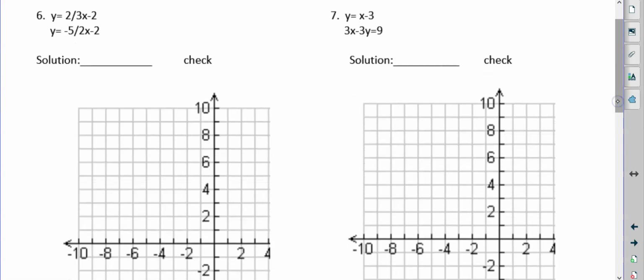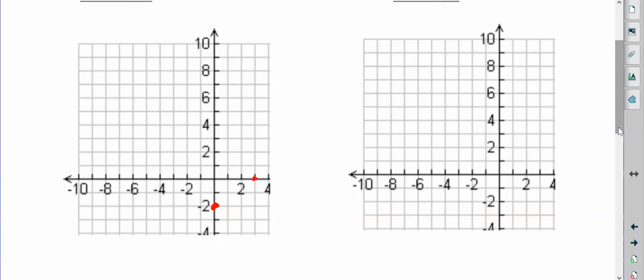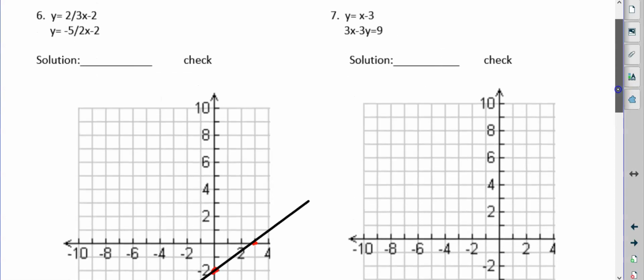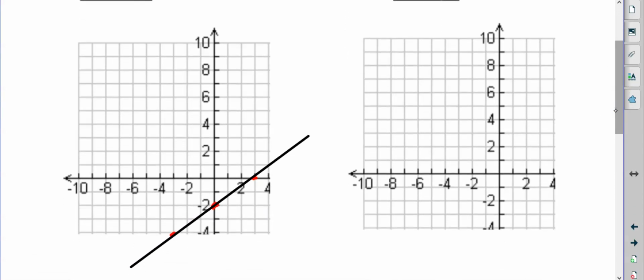All right. 2/3 x minus 2. I'm going to put y-intercept right there and then count 2/3. So 1, 1, 2, 1, 2, 3. And also negative 2, which makes this one really easy. Negative 5/2. So we can't count down 5, we can go up 5. 1, 2, 3, 4, 5, and left 2.